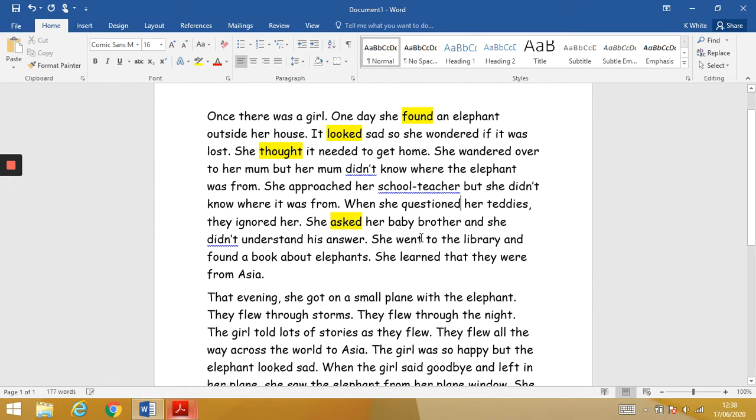Now I've got some more went here. So I'm going to say here, so we've used wandered. She's going to stroll to the library and found a book about elephants. She learned that they were from Asia.